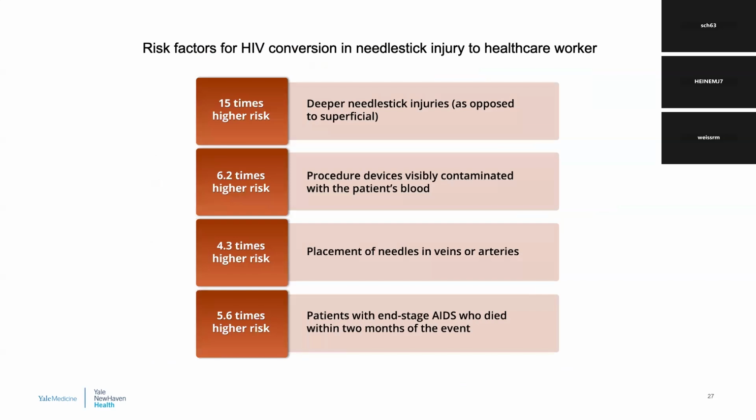And then when they've looked at studies, what's your risk to actually convert to HIV? If it's a deeper needle stick injury as opposed to a superficial one, that's about 15 times higher the risk. Visibly contaminated blood, placement of needles in veins or arteries, and patients who were presumably much more viremic, I think intuitively make a higher risk event since there's more virus there to inoculate.